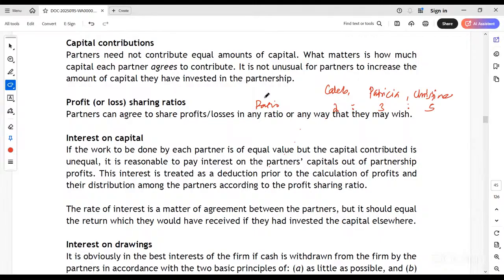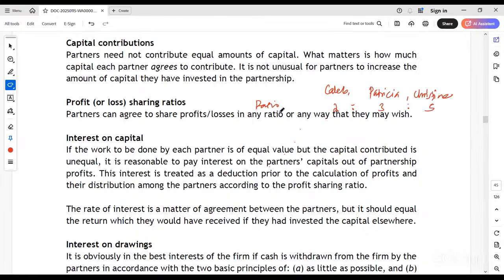So in a partnership agreement, we have to agree on how we are going to be sharing our profits and losses. Are we going to be sharing equally or not? So we have to clearly set our ratios, which we are going to follow when it comes to sharing of the business losses or profits.